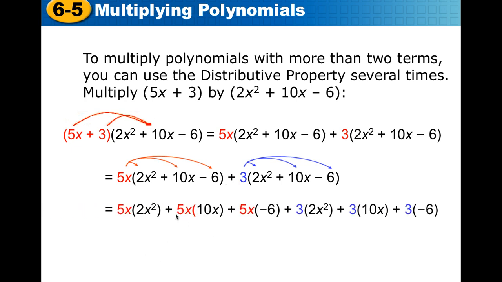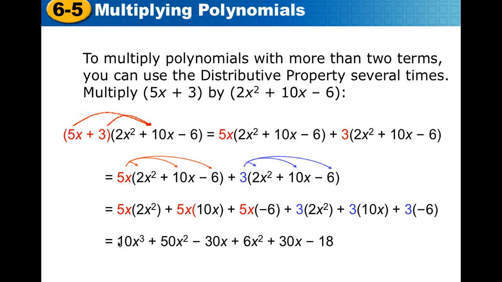Essentially, this is just an extra line. It's not needed, but it at least shows you exactly what you should be doing. You should be taking your 5x and multiplying it by your 2x squared, your 10x, and your negative 6. So that's what this line right here is showing you. Then you're going to take your plus 3 and distribute it again into your trinomial. So that would become 2x squared, 10x, and negative 6. When you do this, you're going to get a much longer line like this.